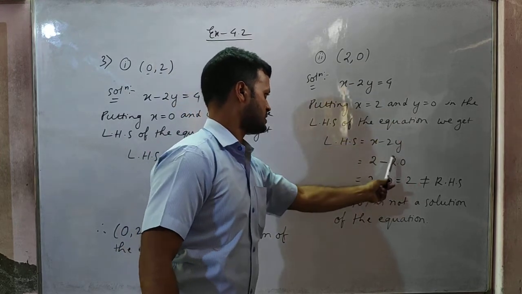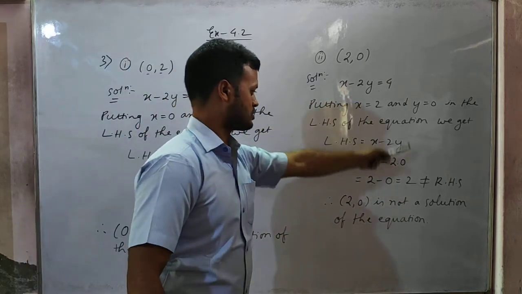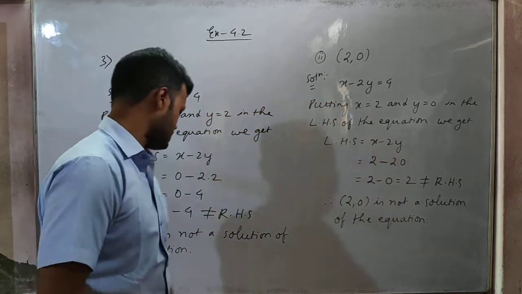x is 2 and y is how much? 0. So 2 minus 0 is how much? 2. Again, in the right hand side, what do we have? 4. So LHS is not equal to RHS. Therefore (2, 0) is not a solution of the equation.